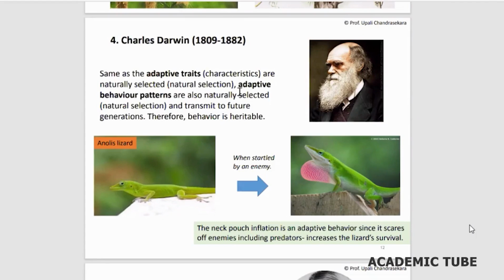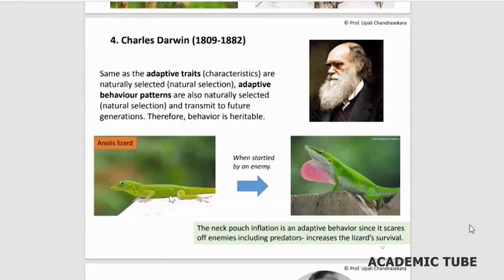Bad behaviors are removed. Good behaviors are selected and then passed into future generations. That is what Darwin said. Same as adaptive traits are naturally selected, adaptive behavioral patterns are also naturally selected and transmitted to future generations. And therefore, he says that behavior is heritable, inherited. That is his contribution.